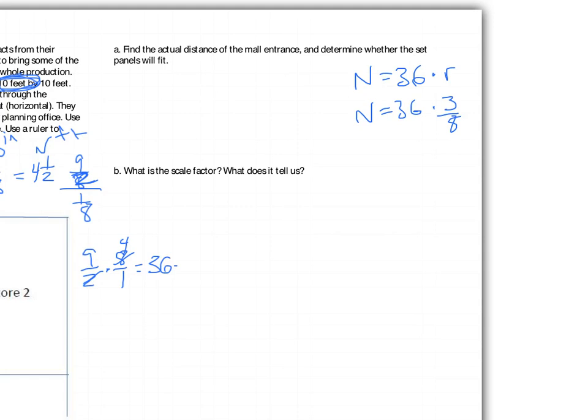I'm going to do some cross canceling. 9 here is going to take out 4. It's going to give me the new is equal to 27 over 2, which is equal to 13.5. So that mall entrance is 13.5 feet wide, which means that yes, absolutely, our 10 feet will fit through that door. So, to determine if the panels fit: yes, they will fit.